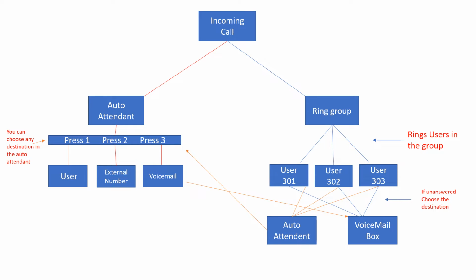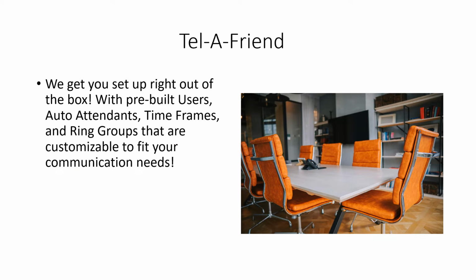At Tel-A-Friend, we do our best to make things as easy as possible for our customers. When you first log into your user portal, you will see we have created a routing box for you. The pre-built routing box will be user 601, and will be labeled main routing. This type of user is only used for routing your incoming phone calls.